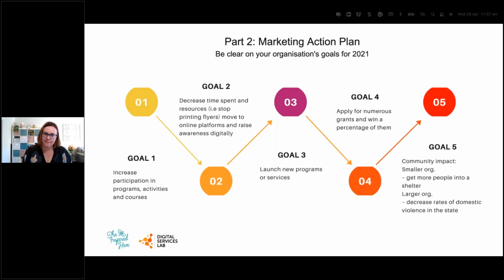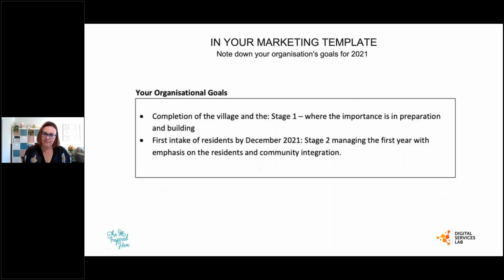Absolutely. So in your marketing template, write down all of the organizational goals for the year. You may not have a focus on this in your marketing, but it's really good to understand where you're headed. And again, we've just got some examples here of Transition Village Wallen. So in the first year, they want to complete the village. At this point, they're actually not assisting any residents because they're still not shovel ready. A lot of planning issues have occurred and COVID obviously got in the way.